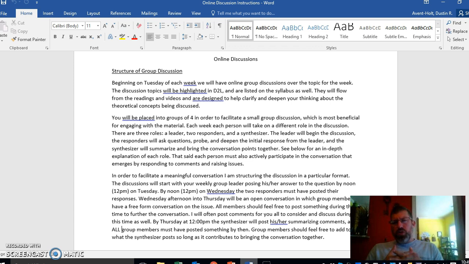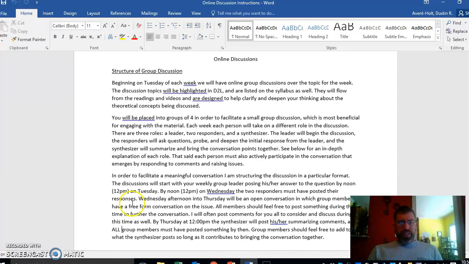Now, the way the conversation is going to be organized, I'm trying to organize it in a way that's fairly similar to how we organize conversations in a face-to-face class, by putting you in small groups and then giving each person a particular role that will help facilitate the conversation. In no way should these roles be understood as limiting how you can participate, but you have to at least fulfill that role in the conversation for the week.